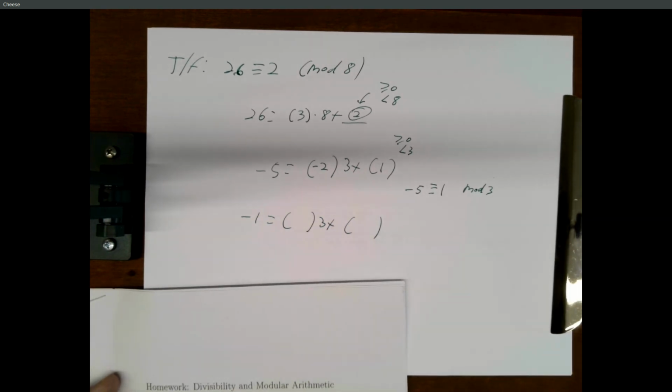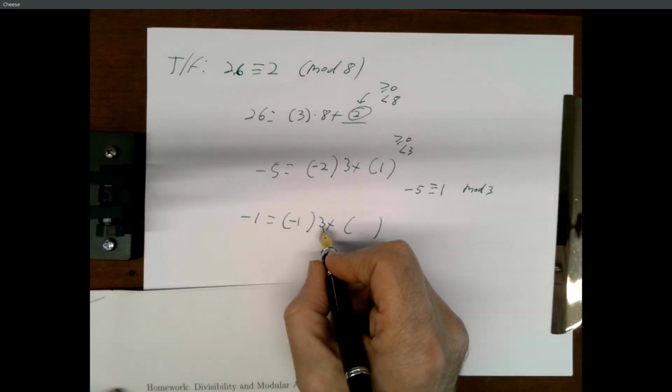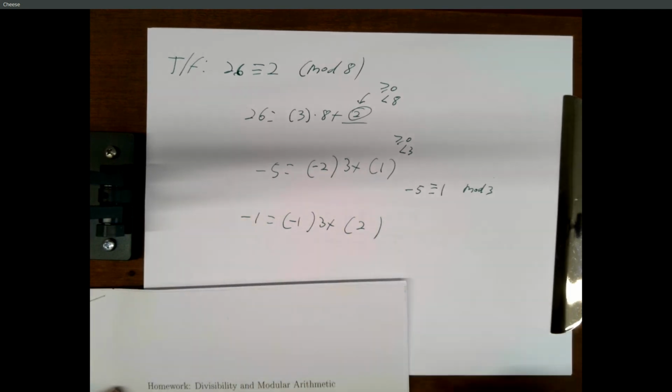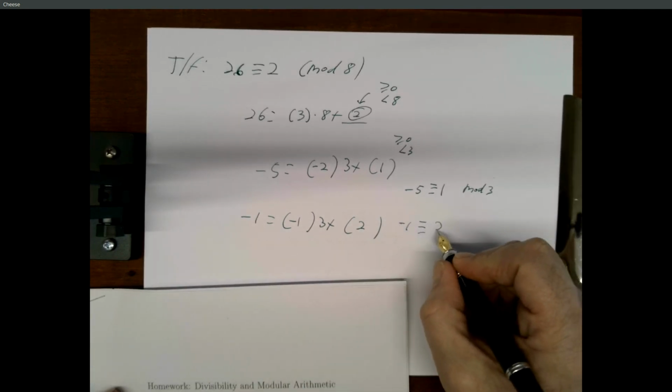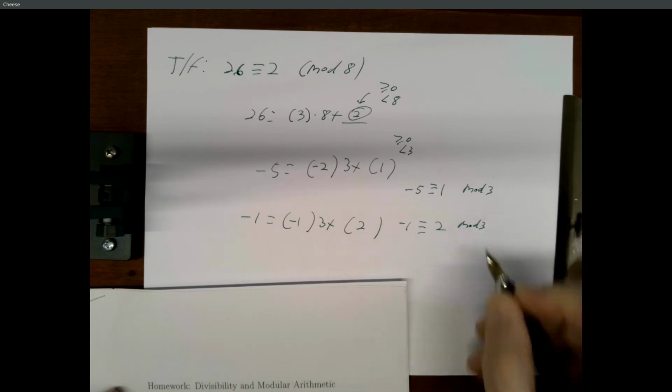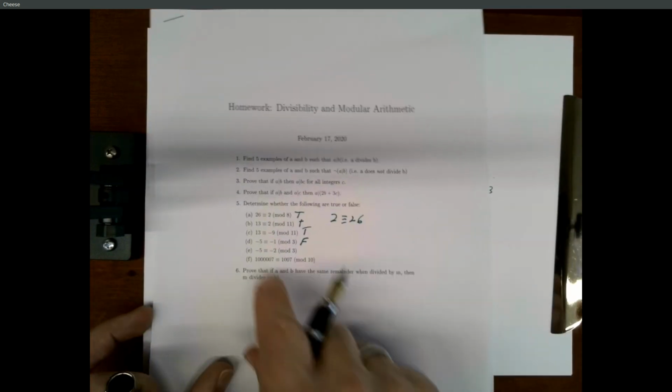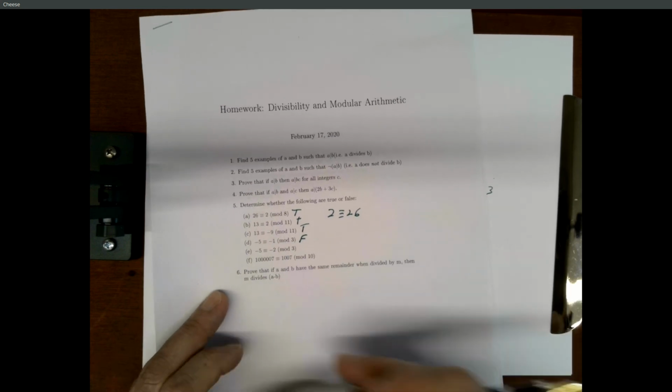What do we do for that? Right? Negative 1 times 3 is negative 3 plus 2 gets us up to negative 1. So negative 1 is congruent to 2 modulo 3. So that tells you these are not congruent to each other, negative 5 and negative 1. But their difference is not a multiple of 3 either.